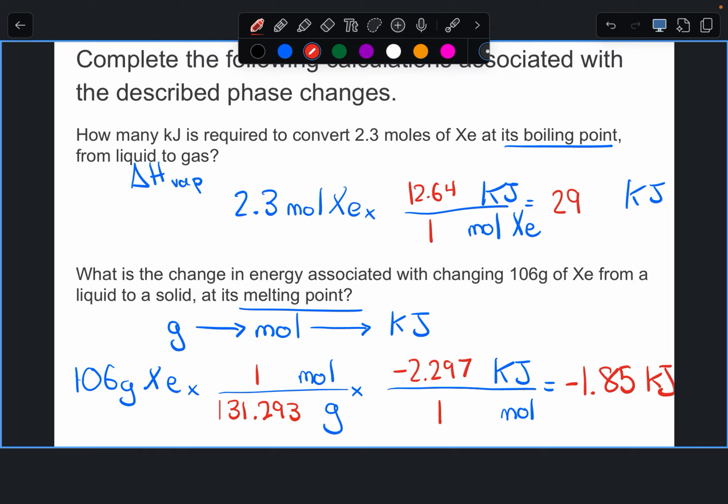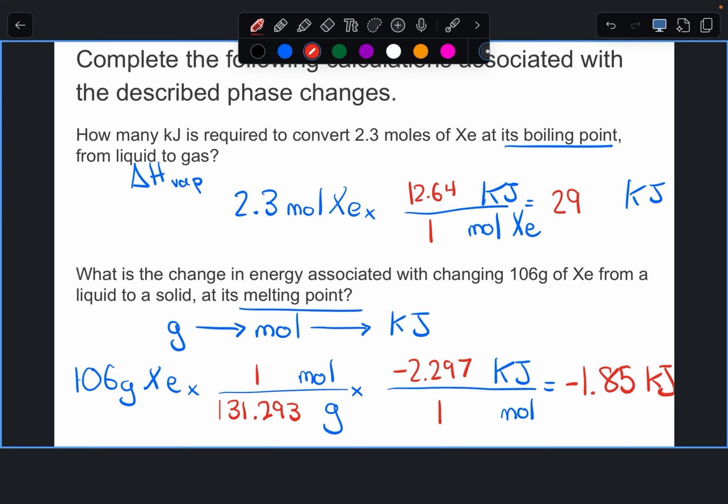So in the first one, you're saying you have just over 2 moles of xenon and you want to boil it. How much energy is it going to take to break those intermolecular forces? That's what you're calculating. So 29 kilojoules to break those intermolecular forces.